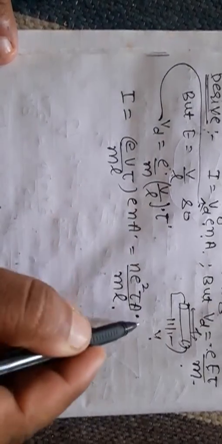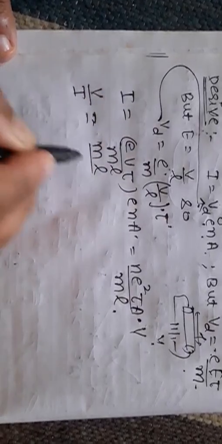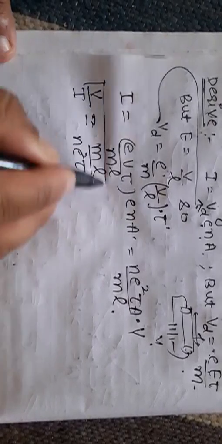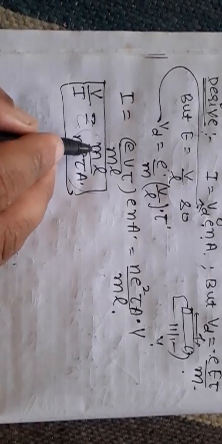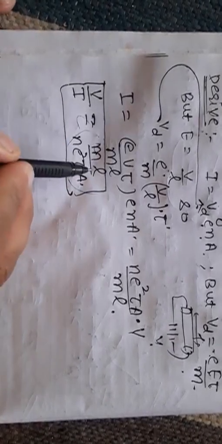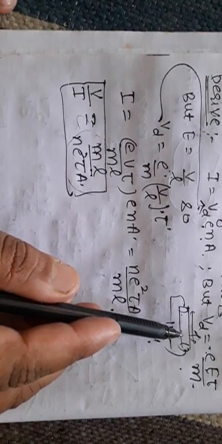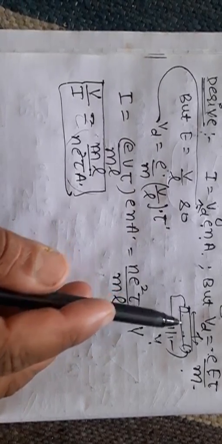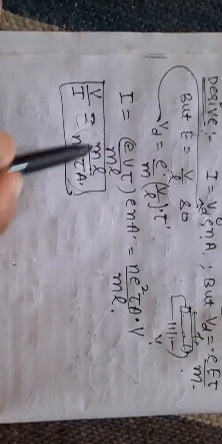Let us find from this V by I. If you take it to this side, you get V by I equal to m L upon n e square tau A. Now, for a given conductor, look at the right hand side expression. What is m? Yes, children, tell me. Very good, m is the mass of electron. What is L? L is the length of the conductor whose value is constant if you are not changing the temperature. You have studied in 11th class that if you change the temperature, there is a small increase in the length, called the coefficient of linear expansion. But if there is no change in temperature, there will be no change in length.